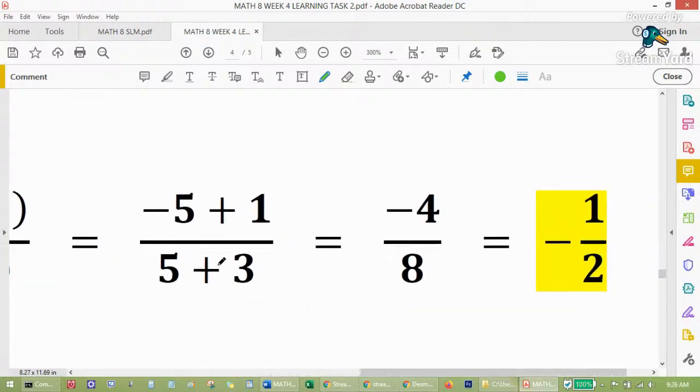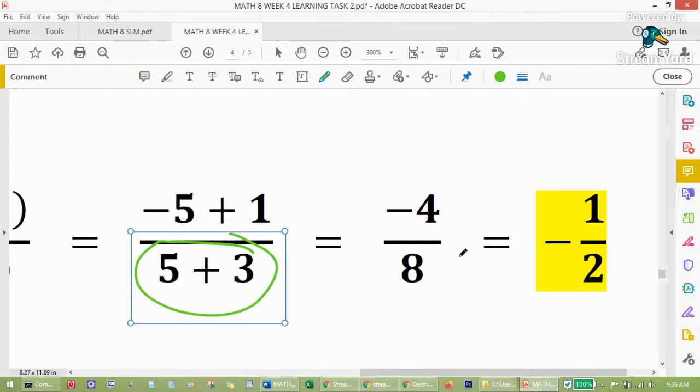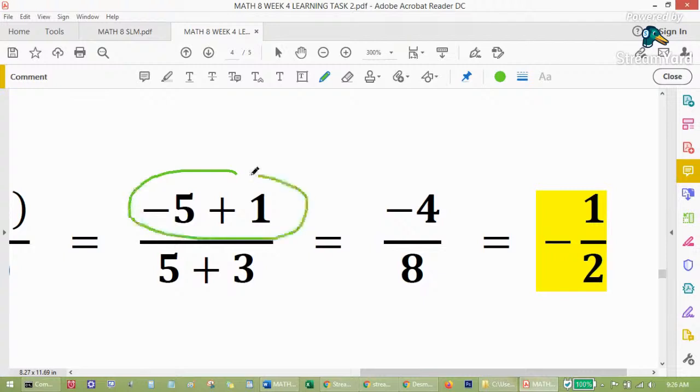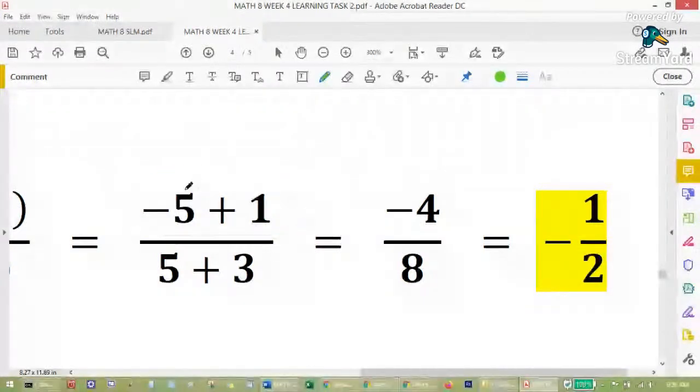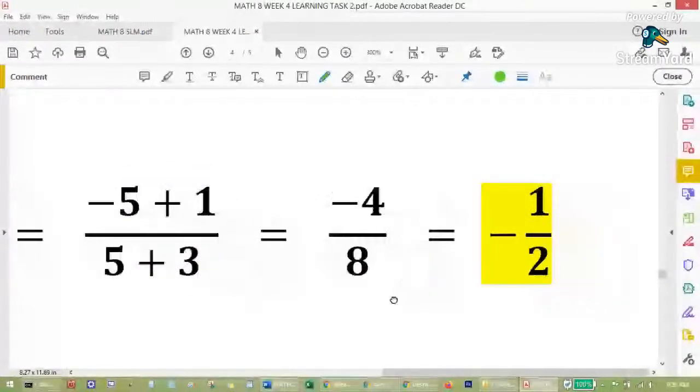Okay? So, since parehong positive to, i-add lang natin to. 5 plus 3 is 8. And these have different signs. So, subtraction. So, subtract natin. 5 minus 1 is 4. Bakit siya negative? Because mas marami yung mga negative. Okay? And then, negative divided by positive, magkaiba ang sign. Negative divided by positive is negative. Bakit naging 1/2 to?